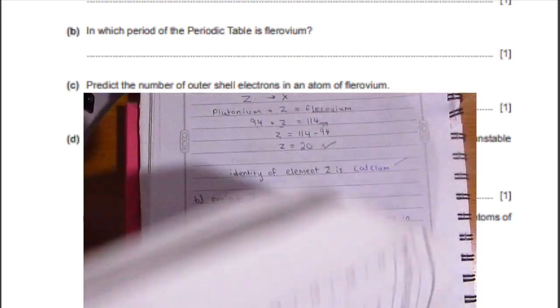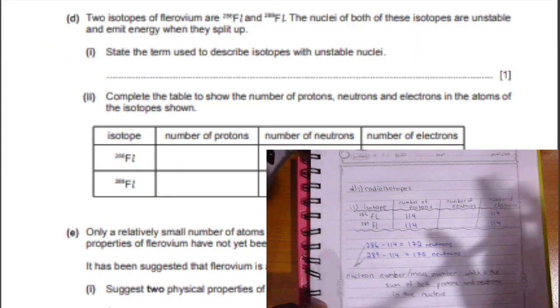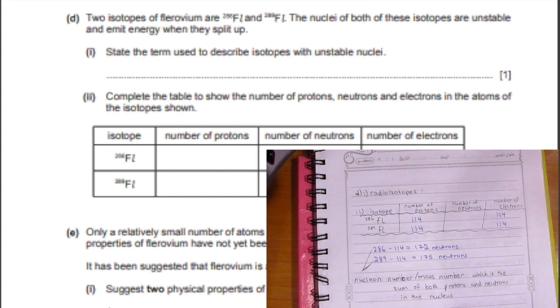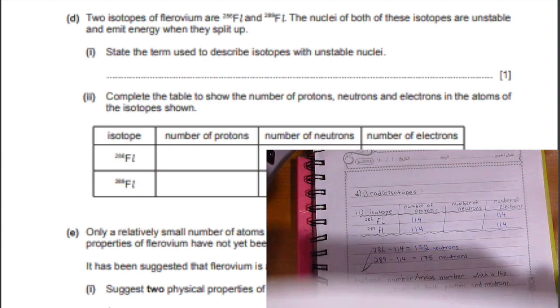But here, of course, I'm just showing you the groups. So part D, state the term used to describe isotopes with unstable nuclei. It's simple, that's just radioisotopes.